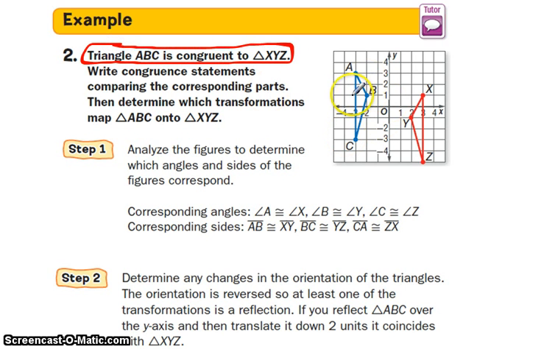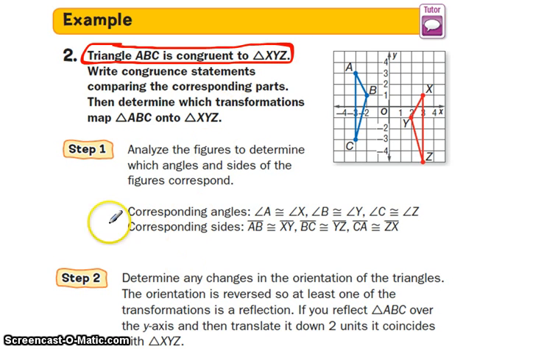Okay, they're not going to make the marks on here, they're just going to do this. So what we know is that A matches up with X, B matches up with Y, and C matches up with Z. Those are your corresponding angles. You can do it with the sides as well. AB is congruent to side XY. BC is congruent to YZ. And then you can do the ends. AC is congruent to XZ.